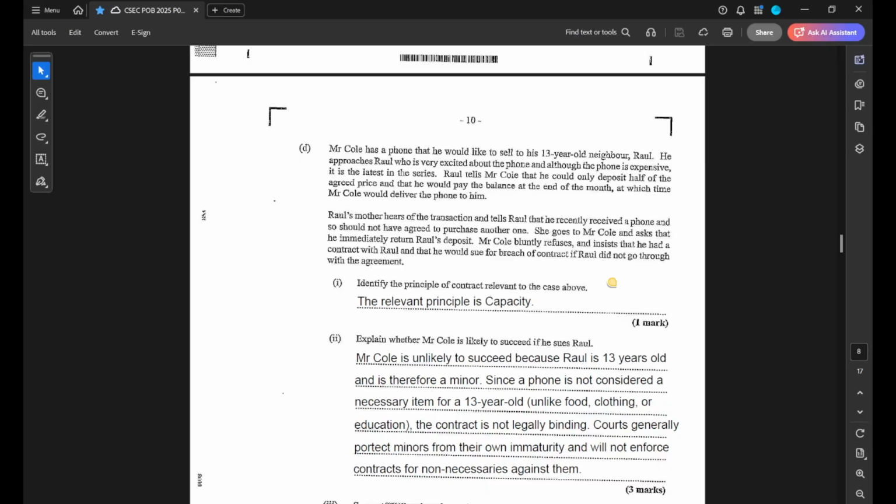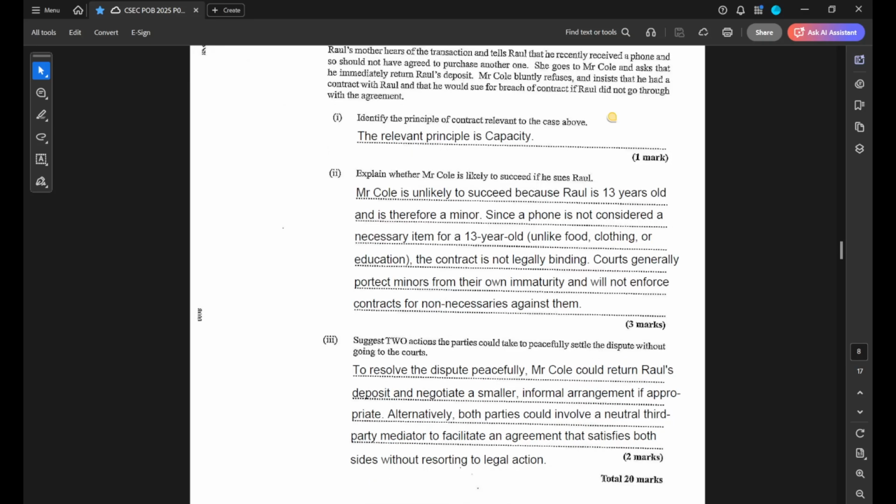Suggest 2 actions the parties could take to peacefully settle the dispute without going to the courts. To resolve the dispute peacefully, Mr. Cole could return Raul's deposit and negotiate a smaller informal agreement if appropriate.